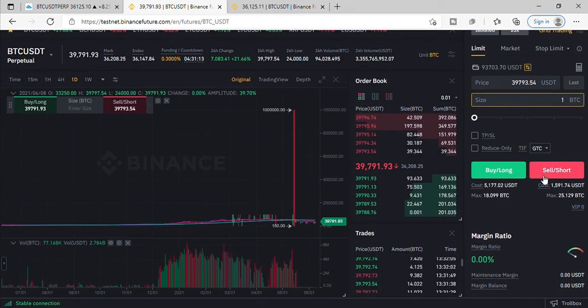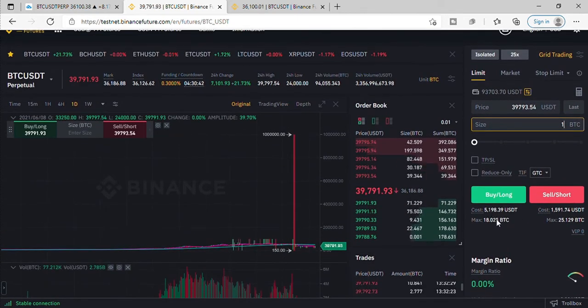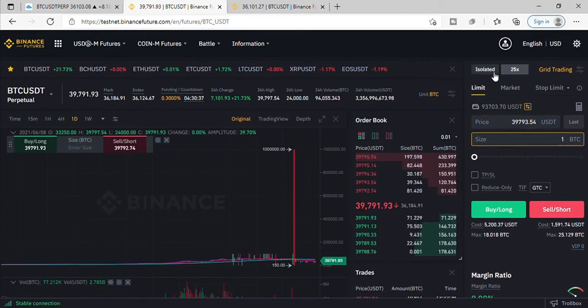And you can see here at the bottom, if I wanted to buy long, I would need to have 5,178 USDT in order to place this trade. If I want to sell short at this price here, using this amount of Bitcoin, 1 Bitcoin, then I'll need to use 1,591 USDT in order to place that trade. Now, how is this amount determined? It is determined by something called leverage, and you'll find that at the top here where you see 25x.